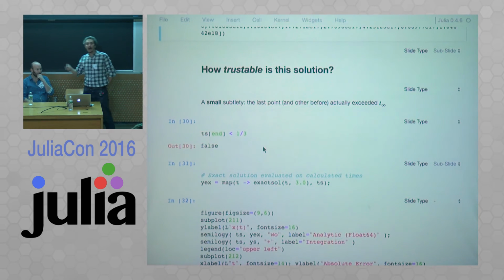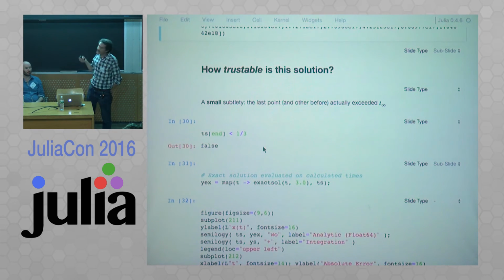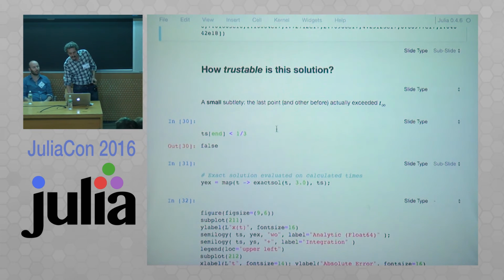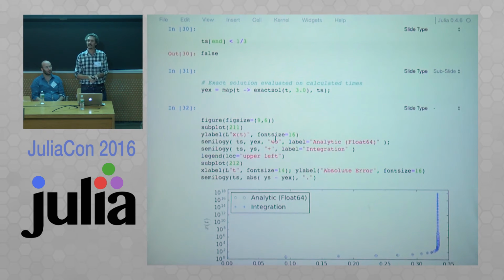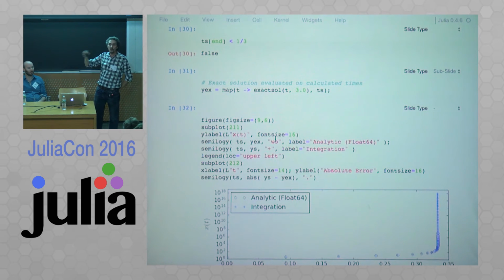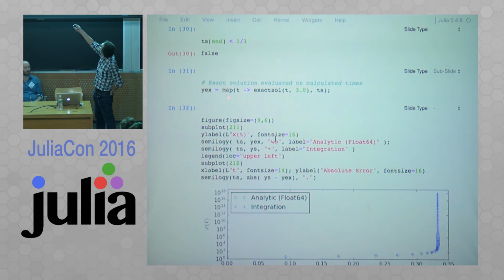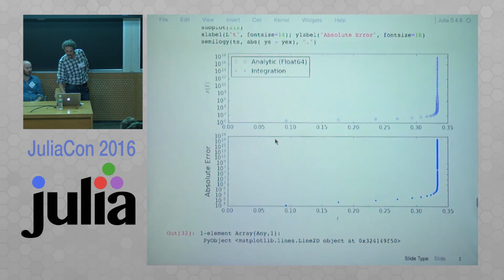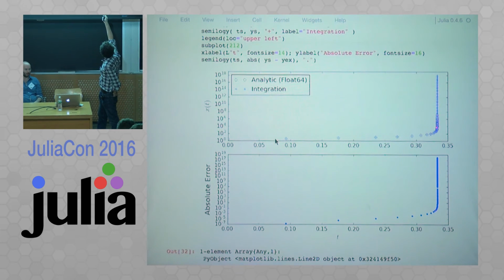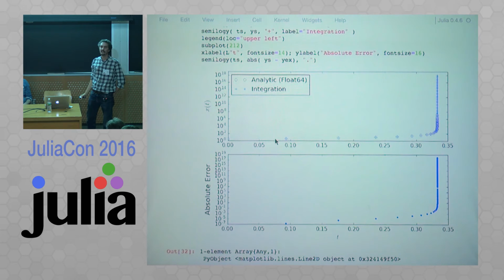So how trustable is your solution? Well, in this case, it's simple because we already have an analytical solution, and we can simply check the result against it. This is a simple check that indeed we have crossed the singularity. This is related to the error, and this is plotting the solution. It is not so clear here, but the crosses are the integrations from Runge-Kutta 7-8, and the round empty circles are the exact integration.